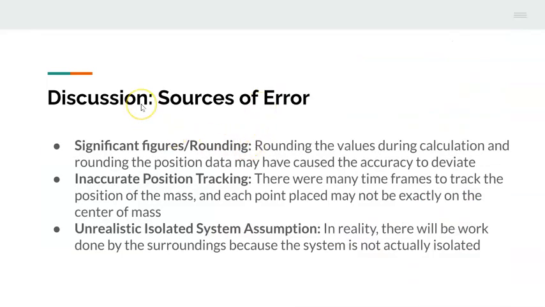And then some sources of error include significant figures or rounding, because rounding the values during calculation and rounding the position data may have caused the accuracy to deviate. Another source of error is inaccurate position tracking when using Tracker. There are many time frames to track the position of the mass, and each point placed may not be exactly on the center of mass or the same point at each time frame.